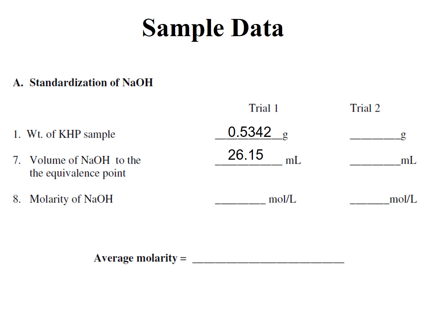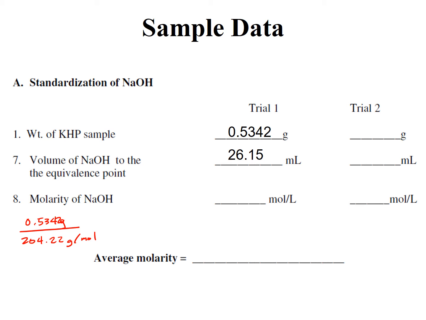The data given to you would look like this. You have the weight of the KHP sample, and the volume of the NaOH at the equivalence point for the standardization of NaOH. So how are we going to do the calculation? If you read the manual, there's a portion of the calculation there, and I'm going to show how you're going to do it here. So you have there 0.5342 grams, and you're going to divide it by 204.22 grams per mole.